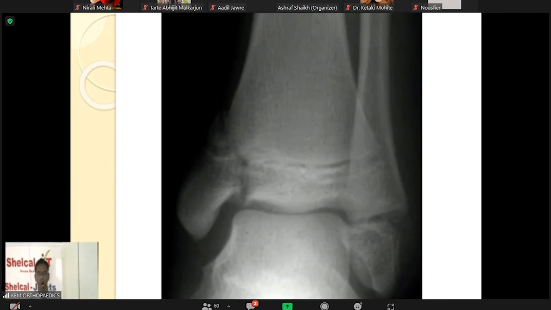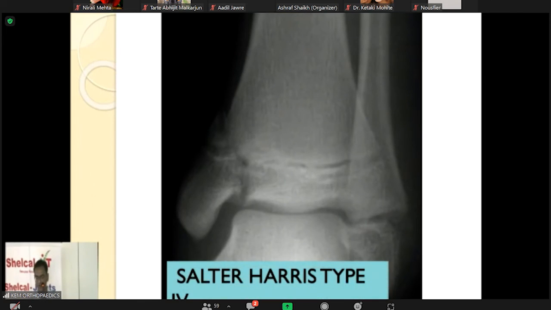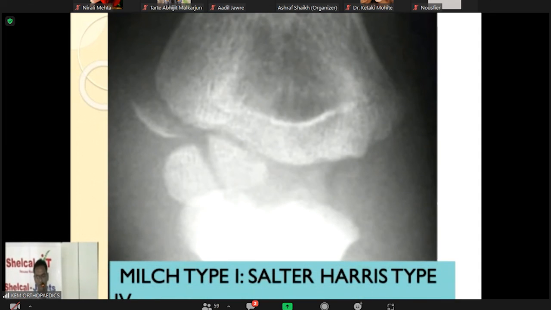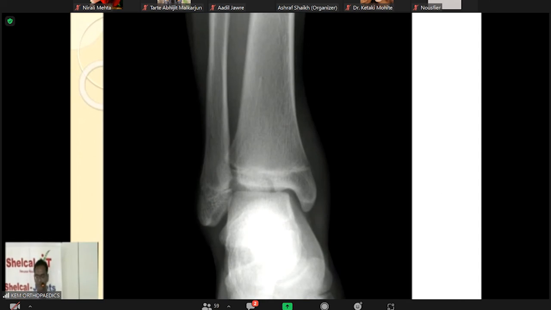This one, which Salter-Harris type? So let's move fast. Which Salter-Harris type? So type 4. Okay, going all the way, above to below. This is that of Mills type 2. This is Mills type 1. And Salter-Harris type 4.